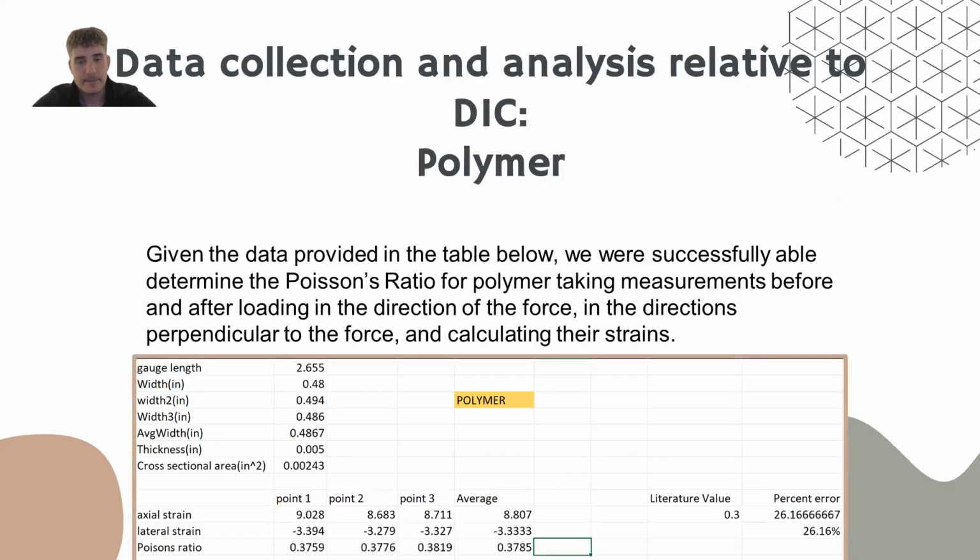Given the data provided in the table below, we were successfully able to determine the Poisson's ratio for polymer, taking measurements before and after loading in the direction of the force, in the directions perpendicular to the force, and calculating their strains. All values are available below.